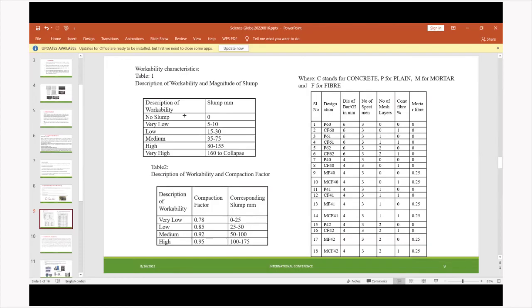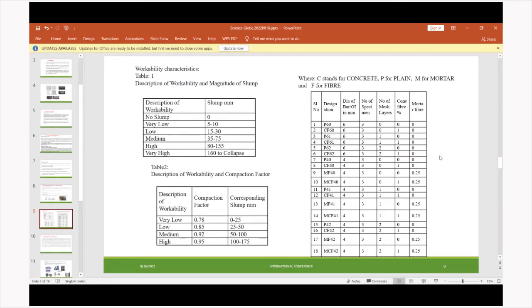In this table, no slump means 0, very low slump is in the range of 5 to 10 mm, low is 15 to 30 mm, medium is 35 to 75 mm, and high is shown in this figure. Compaction factor and corresponding slump have been shown in this table. The table resembles the strength properties of concrete.